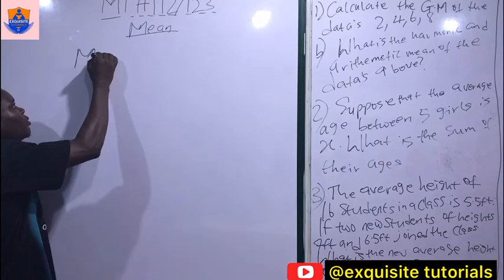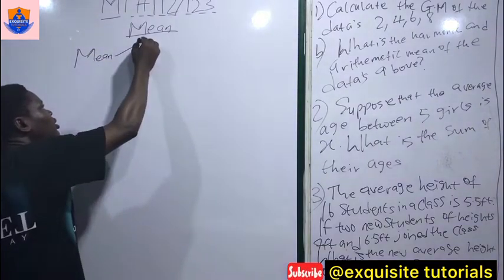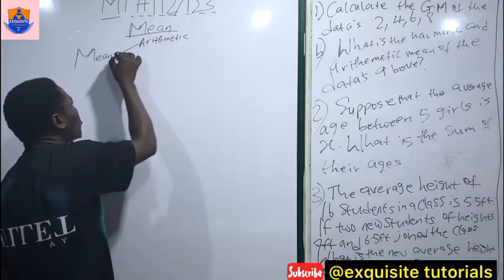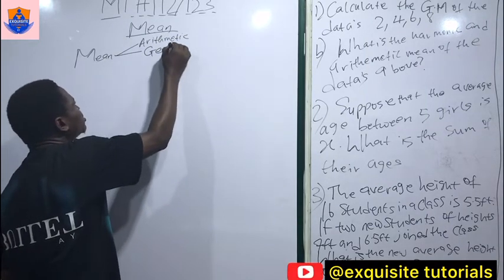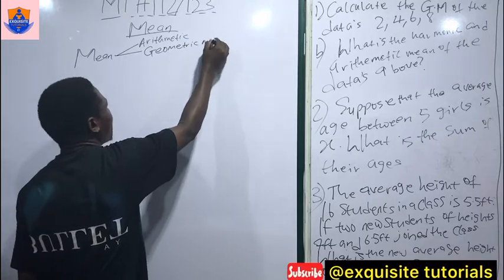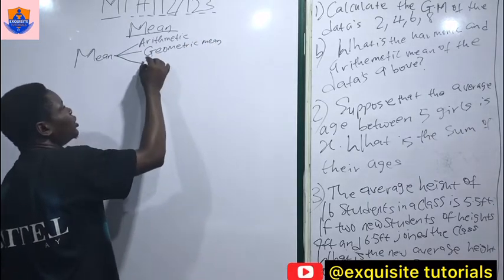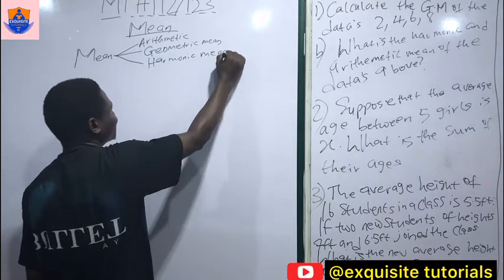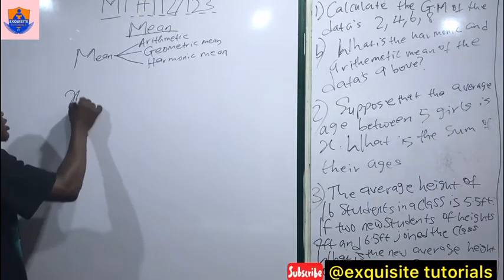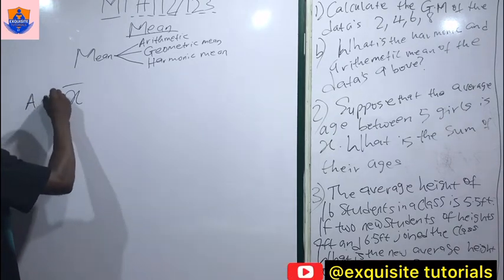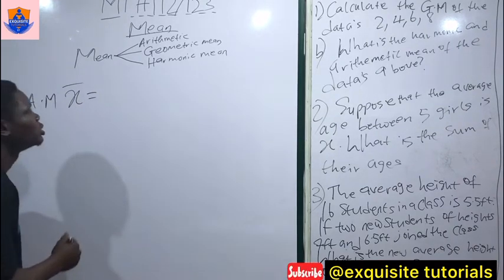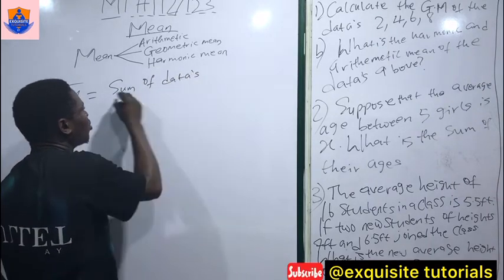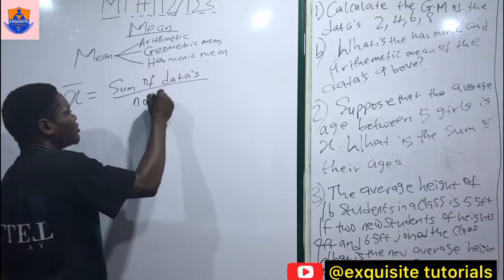There are 3 types of mean, which are the arithmetic mean, which is the most useful among them, the geometric mean, and the harmonic mean. Now, to get the arithmetic mean, let me write it as AM. It is equivalent to the sum of the data, all over the number of data.